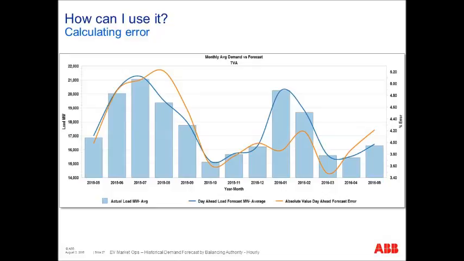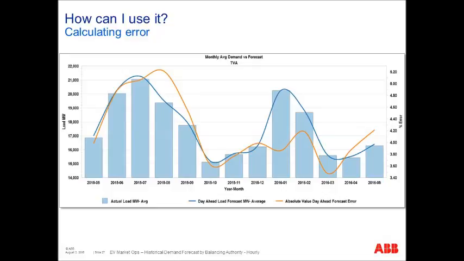Another thing that I like to do is look at error, right? When we're talking about forecasting versus actual load, how good are we about forecasting our load? How efficient are we? The data that's available in the historical demand by balancing authority area data set makes it very easy to view load and load forecasts side by side. And if you have them side by side, it's incredibly easy to calculate the percentage of error.